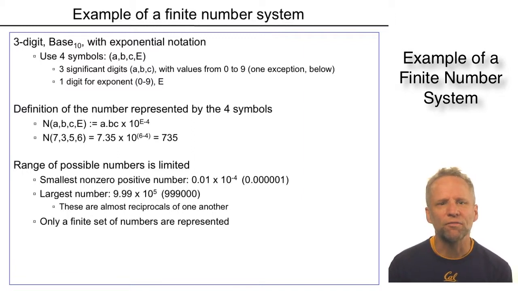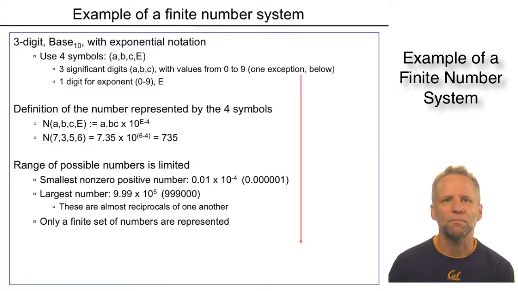Now, there also are only a finite set of numbers that are represented. If you think about it, we've only got 10 possibilities for the number A, 10 possibilities for the number B, 10 possibilities for the number C, and 10 possibilities for the number E. It would take me a long time to write down all the combinations, but there are only a finite number of combinations, right? 10,000. So that's all the numbers we can represent.